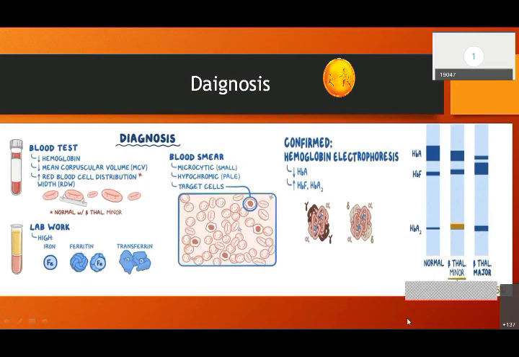When we investigate the lab work, we will find high iron because of repeated blood transfusion. This leads to iron overload, which leads to an increase in iron, ferritin and transferrin. And for confirming the hemoglobin type, there is electrophoresis. In this, the level of HbA will decrease, but the level of HbF will increase, and HbA2 will increase. And for its treatment, repeated blood transfusion is the only treatment for thalassemia.